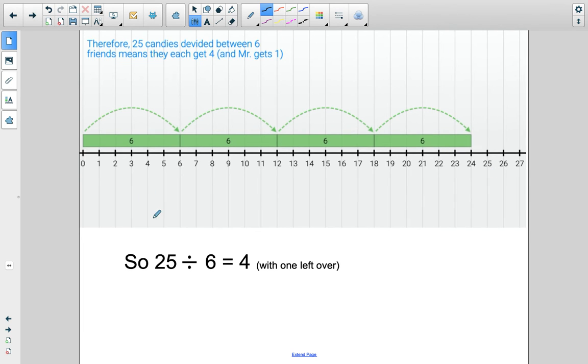So in that case, 25 divided into 6 groups, or groups of 6, equals 4. In other words, if I divide it into 6 groups, I'm going to have 4 candies for each person, and there'll be one left over, and Mr. G gets the one left over. So 25 divided by 6 is going to give you 4.